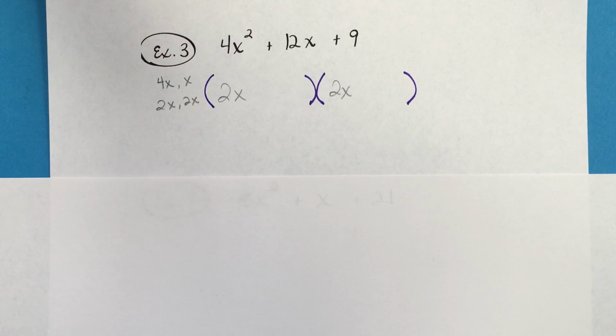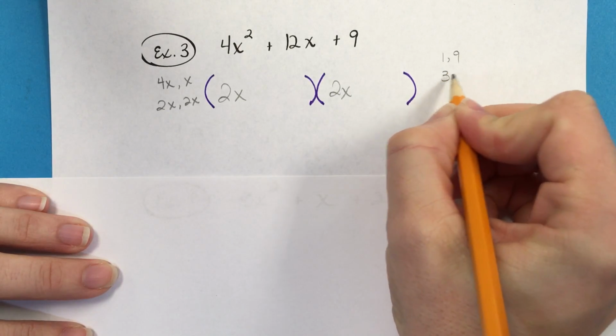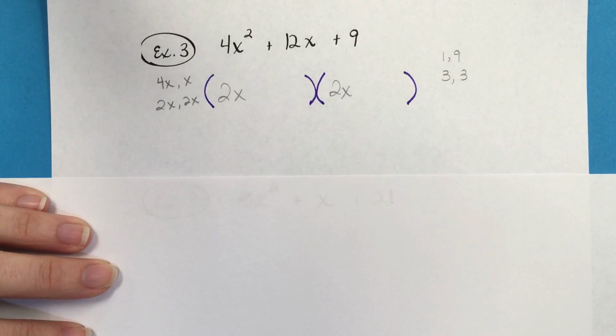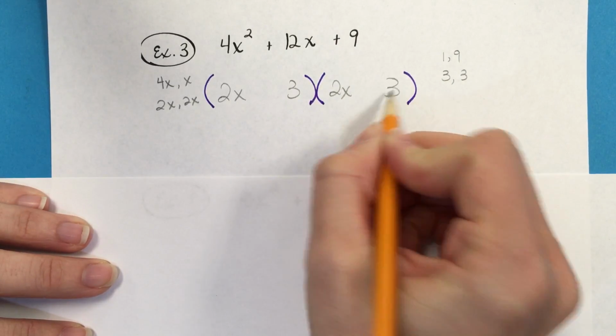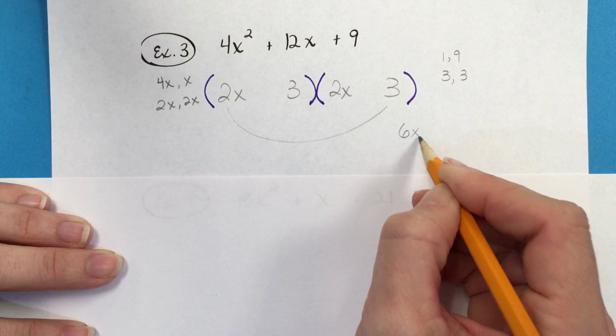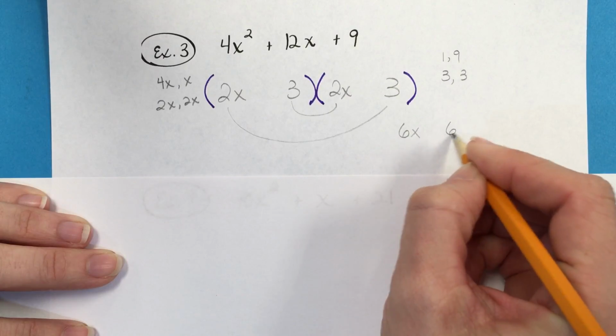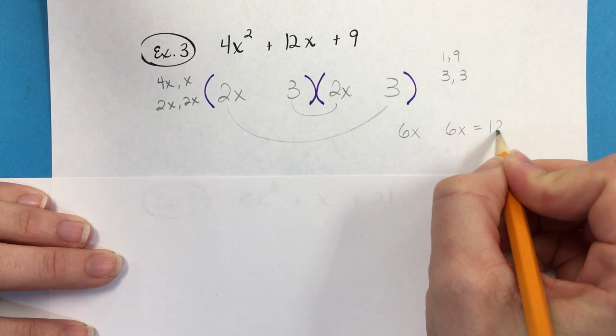So again, you might want to just sit and watch at this point. 9, of course, 9 times 1, 3 times 3. I'm going to try 3 times 3. Okay, so then if I do these two on the outside, I get a 6x. Do these on the inside, I get a 6x. My middle term that I'm trying to get needs to be a 12.